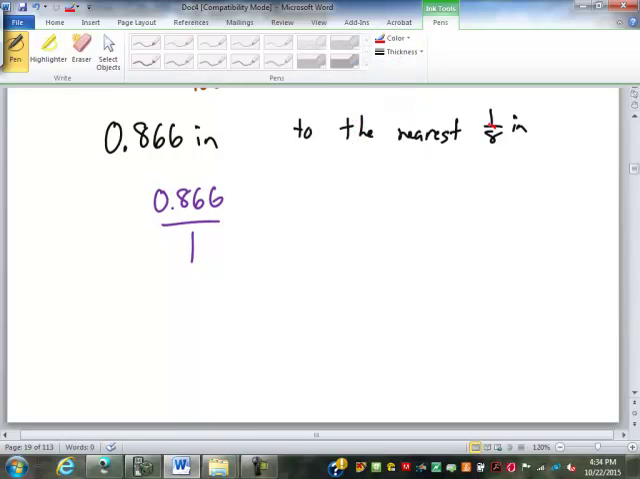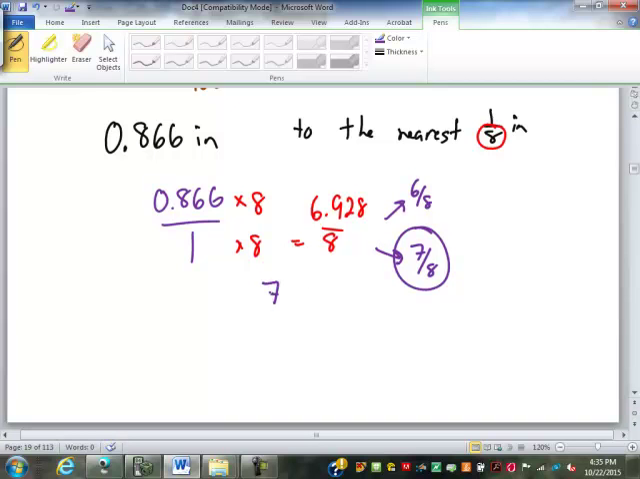Okay, this time I want the denominator to be 8. So I'm going to multiply my 1 by 8 to turn it into a denominator of 8. And whatever I do to the bottom, I have to do to the top. So 0.866 times 8 is 6.928. Thank you. And of course that is between 6/8 and 7/8. It's going to be closer to the 7/8. So this is 7/8 of an inch.